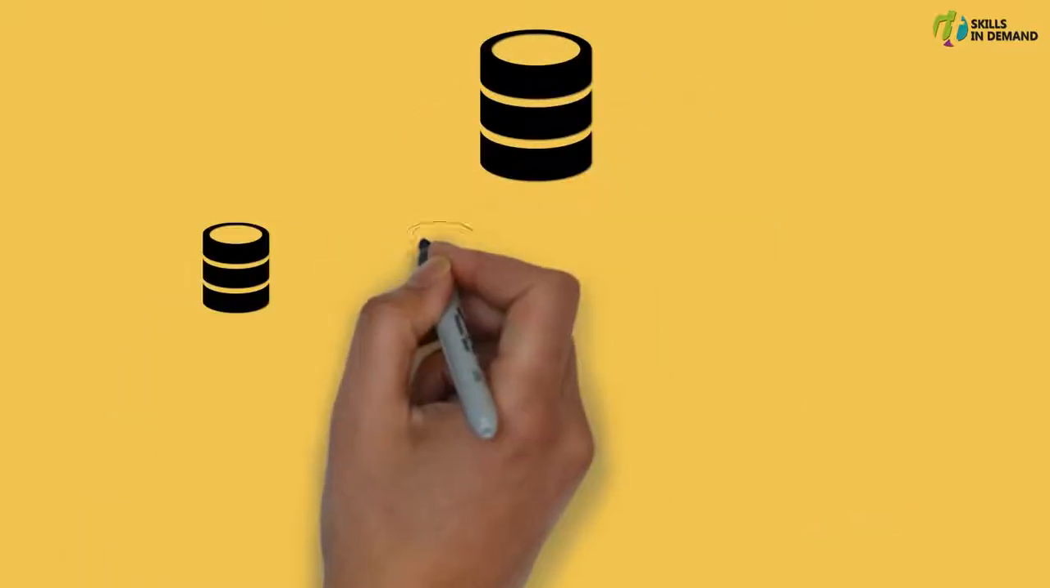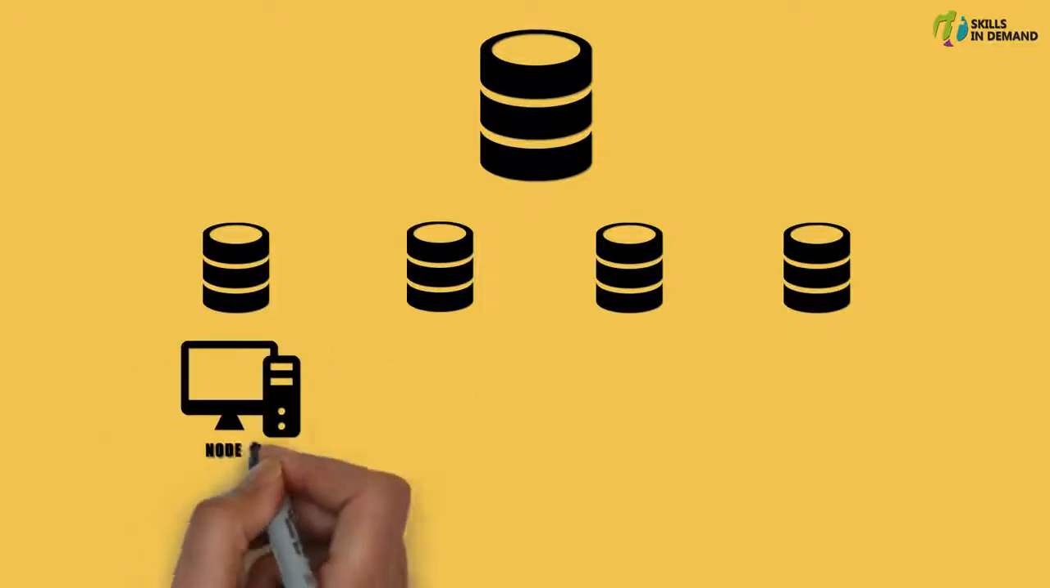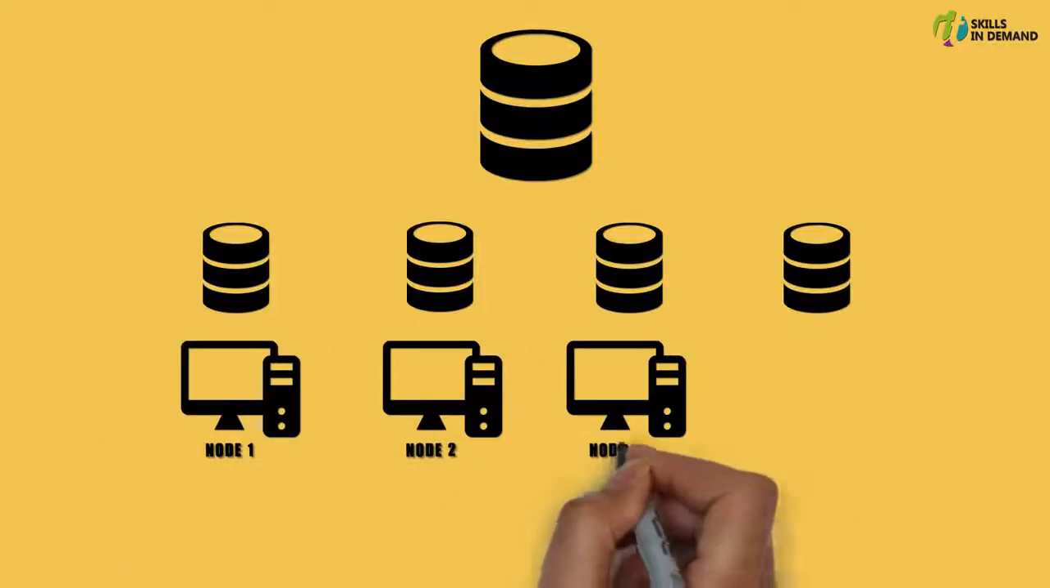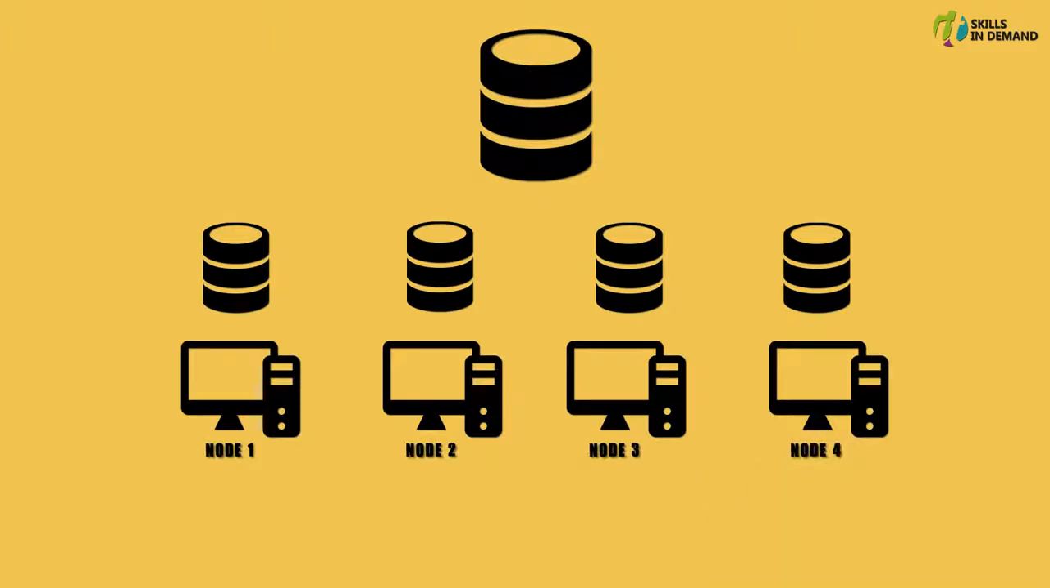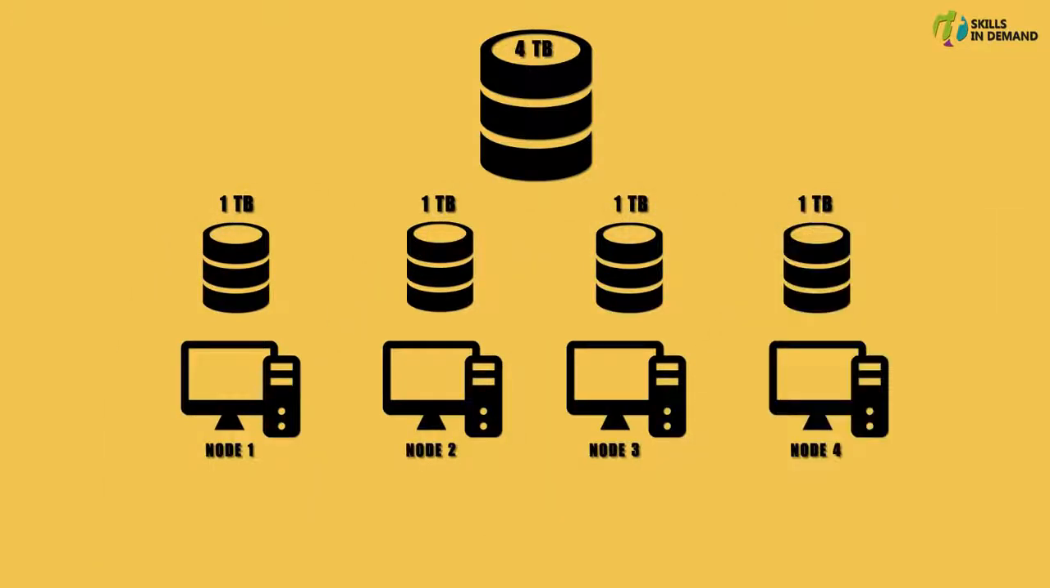The Hadoop framework divides the data into smaller chunks and stores each part of the data on a separate node within the cluster. Let us say we have around 4 terabytes of data and a 4-node Hadoop cluster. The HDFS would divide this data into 4 parts of 1 terabyte each. By doing this, the time taken to store this data onto the disk is significantly reduced.